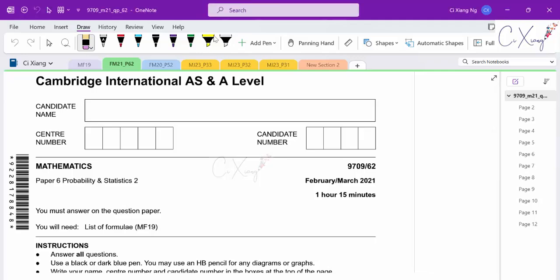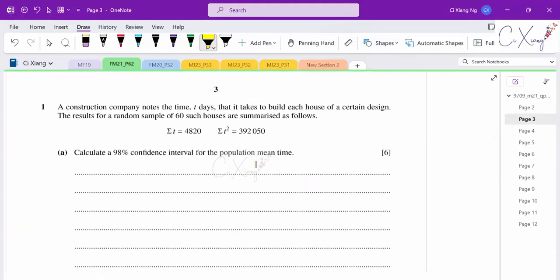Okay, so in this video, we'll be discussing the questions from paper 6, Probability and Statistics 2, from the February-March 2021 paper 6-2. Alright, so we'll start with question number 1.